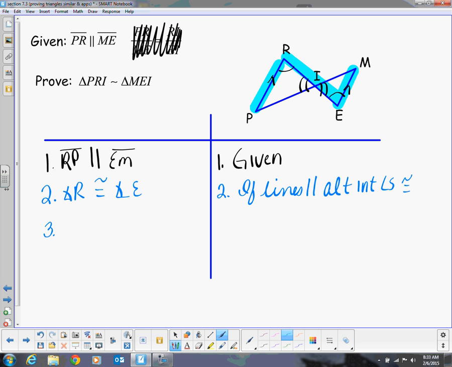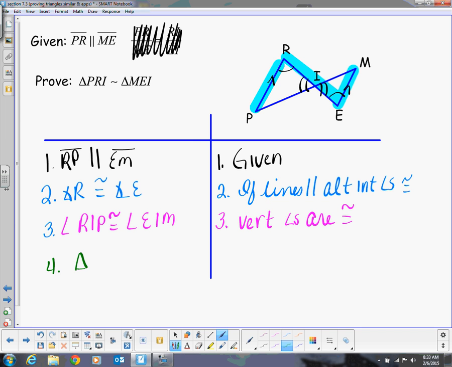How do we do the next pair? What do we have to do here? Angle, say it again. Angle RIP is congruent to angle EIM. Nice, corresponding of those. And why is that? Vertical what? Angles are congruent. Not enough, not definition. If you look at your test, I busted you on that. So can we conclude now? Triangle PRI is similar to triangle MEI. Angle, angle, similarity.